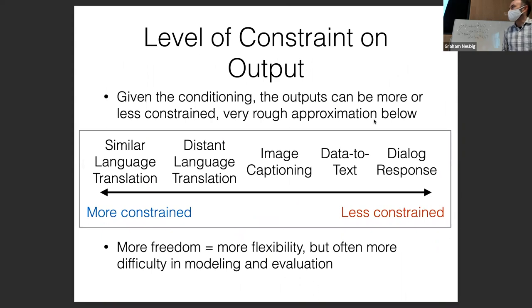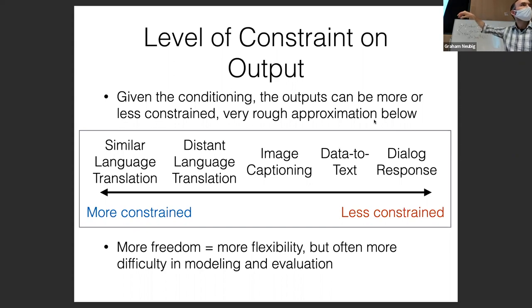So one important thing to think about when you're thinking about generation problems is the level of constraint on the output. And this makes a really big difference in the type of modeling techniques you use and in evaluation, other things like this. And I kind of put them on a continuum, and obviously things are not so simple, but this is kind of one example. So on the left side, we have things that are more constrained.